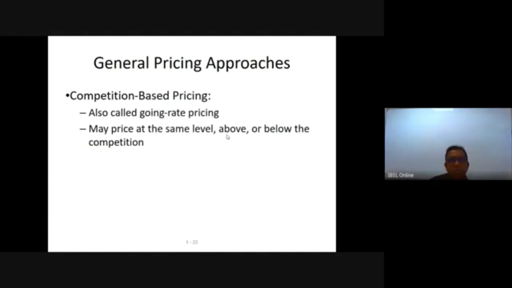The other approach to pricing is competition-based pricing, also called going rate pricing. There you price according to the competitor's price. You may price at the same level as the competition, above or below. You go by the competition price and want to sell at the same level, or if your quality can be proven to be beyond the competitor's product, then you set a higher price than the competition, or a lower price if your product's value is less than the competitor's product value.